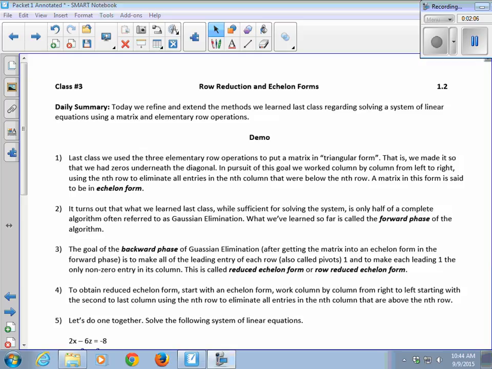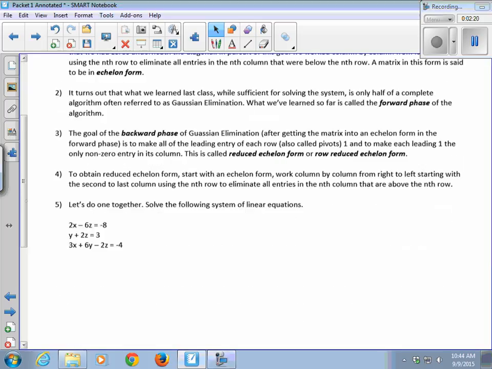That is, we made it so that we had zeros underneath the diagonal. In pursuit of that goal, you worked column by column from left to right, using the nth row to eliminate all entries in the nth column below the nth row. What we learned last class is sufficient to solve a system because you can then back substitute from there and finish solving, but it's only half of a complete algorithm that's often referred to as Gaussian elimination.